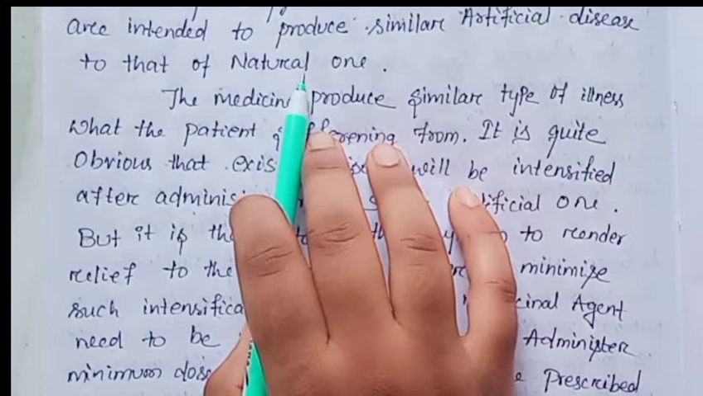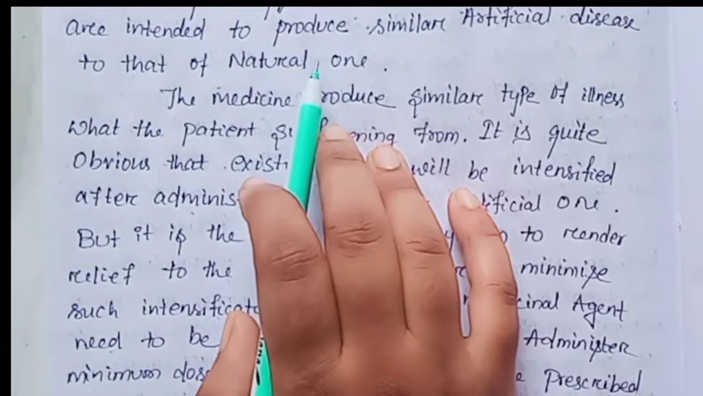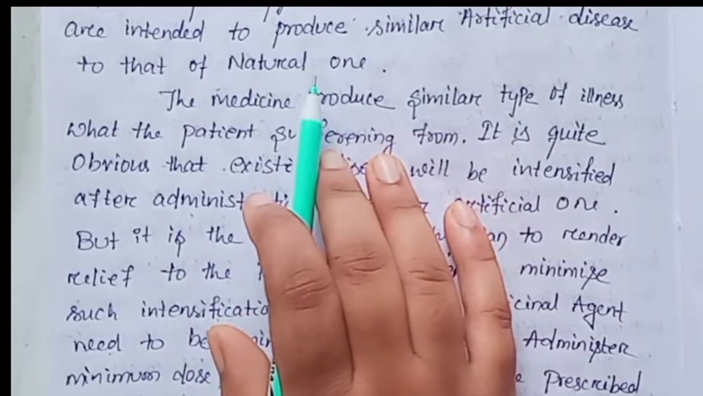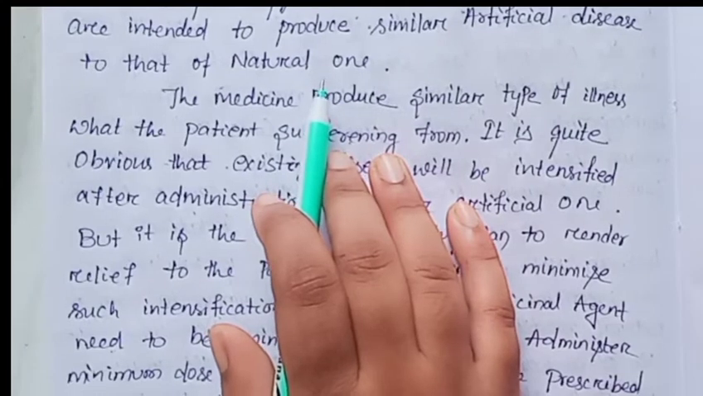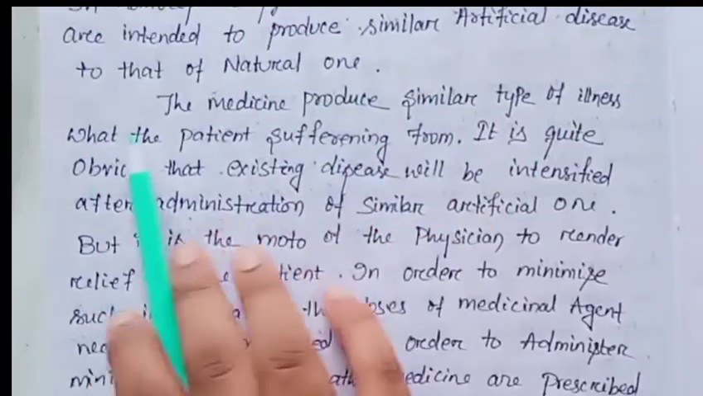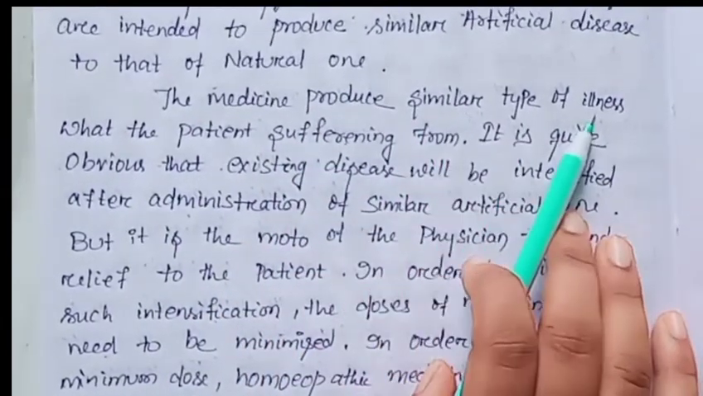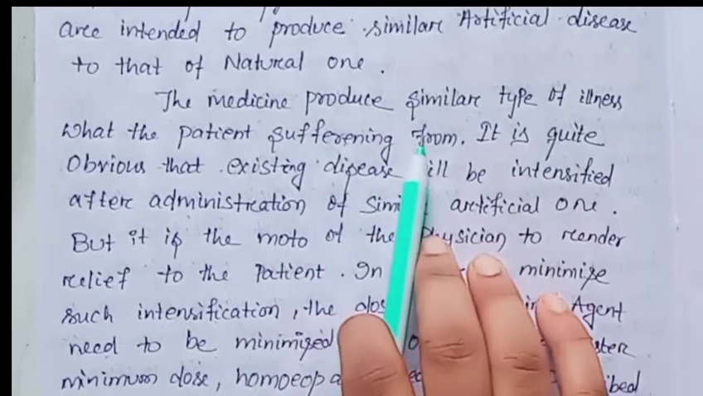By nature, through which fever or coldness appears in that person, by loss or decrease of immunity. That's why nature causes the disease in that particular individual. Okay, we understand. The medicine produces a similar type of illness to what the patient is suffering from. Medicine always produces a similar type of illness to what a patient suffers from.